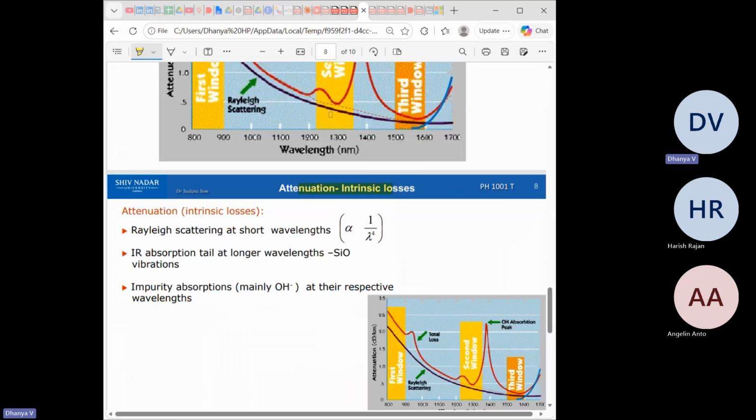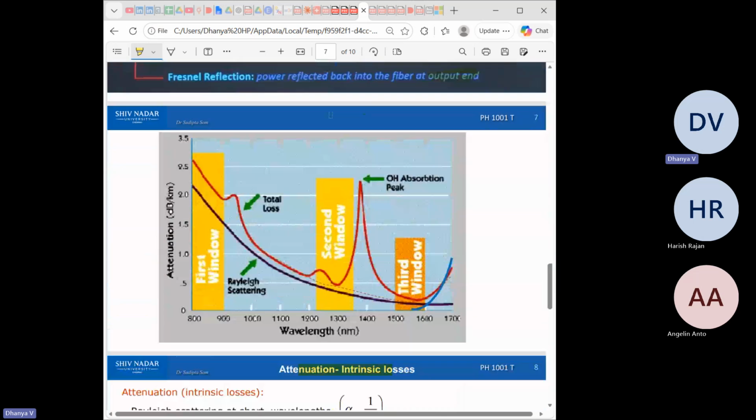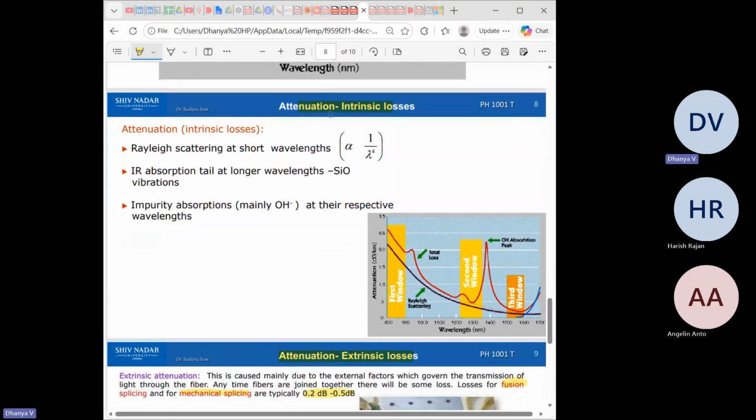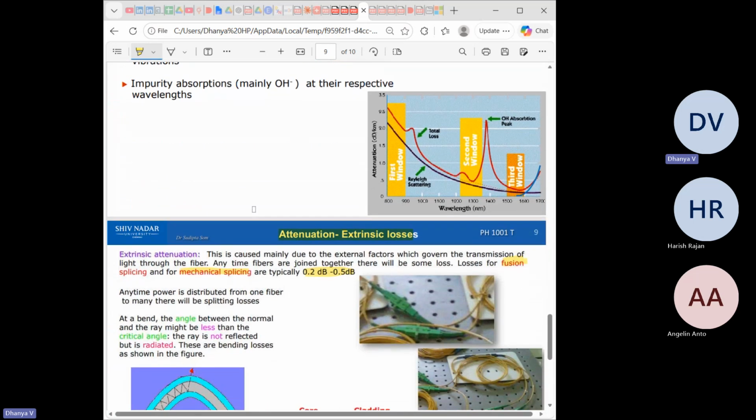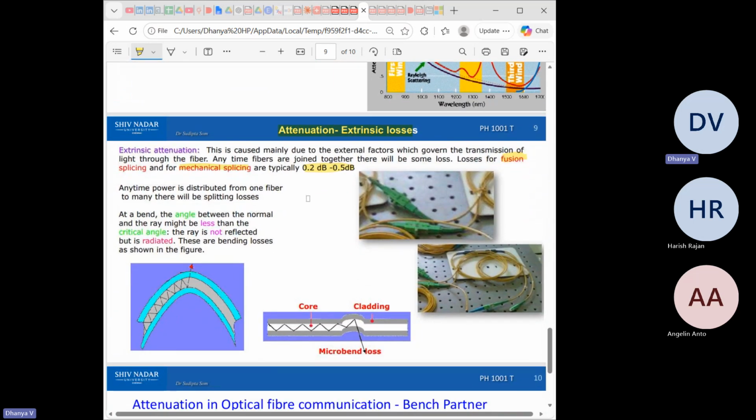So whatever we saw was just intrinsic losses. All of that Rayleigh scattering, IR absorptions, and then the impurity absorptions are all intrinsic. Some of the extrinsic ones are the mechanical splicing and your fusion, your joining and splitting of it.